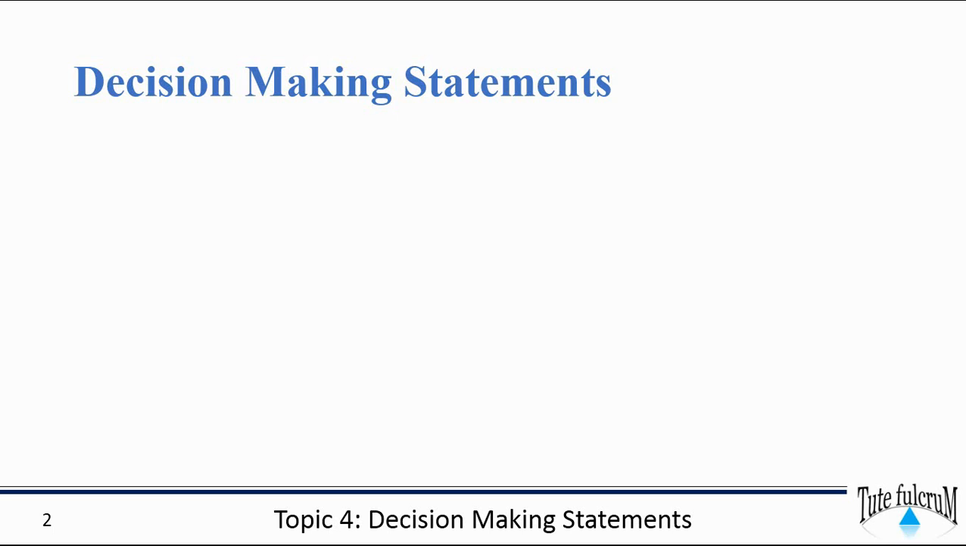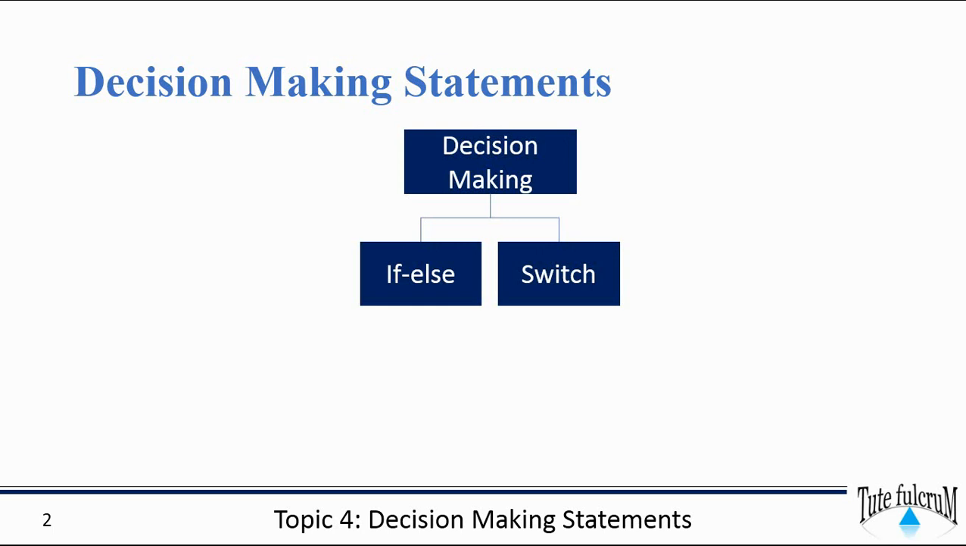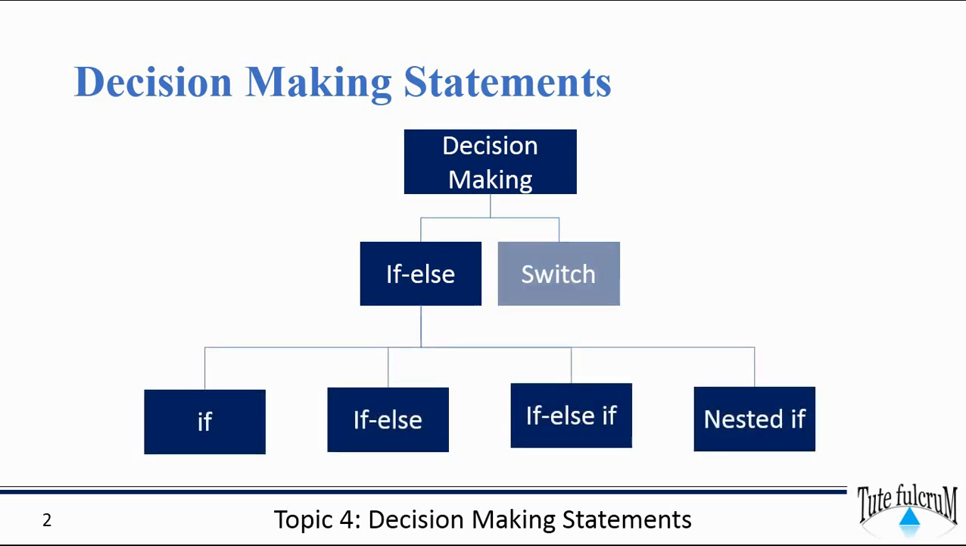The decision-making statements available in C++ are if-else statements and switch statements. The if-else statements we could use as only if conditions, or if-else, or if-else-if, and nested if statements. So in this session we will see about the if-else statements in C++.